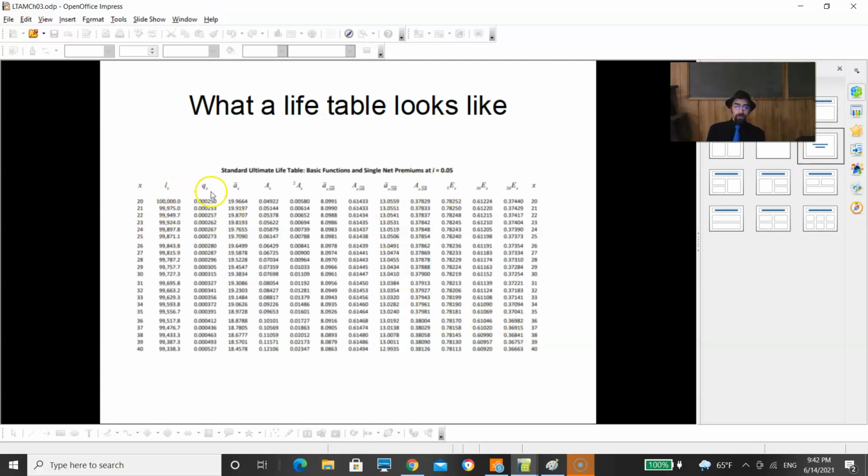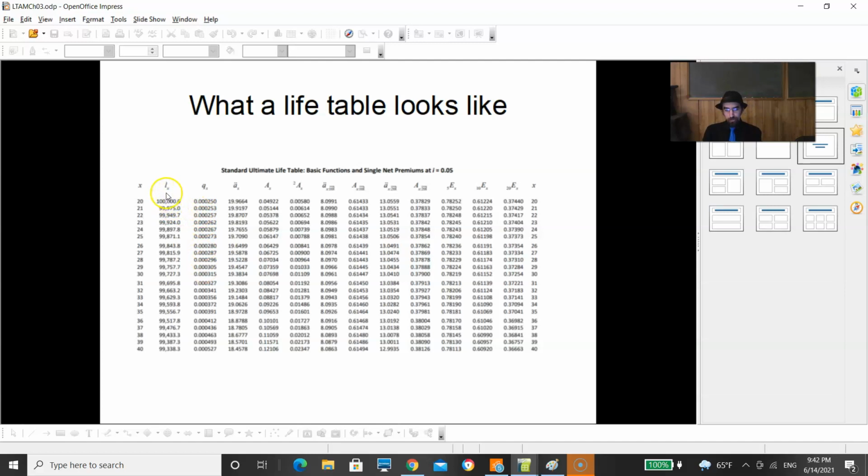One last thing, by the way, this q sub x. We know what q sub x means, right? We covered that in chapter 2. It means the probability of dying this year, given that you survived up until the beginning of this year to begin with. So you could also say that's d sub x over L sub x.